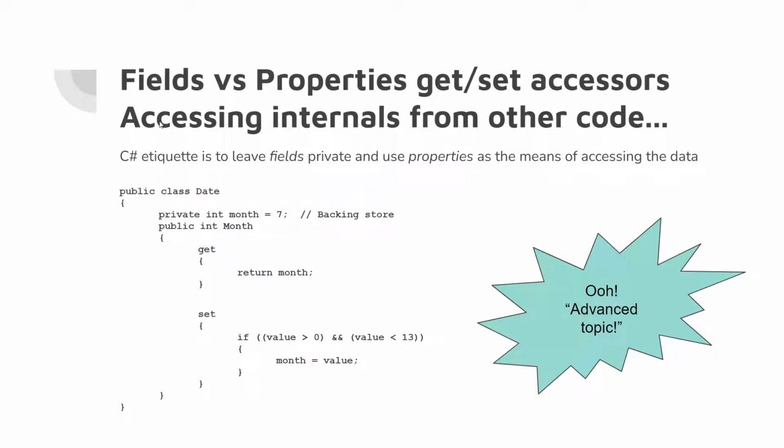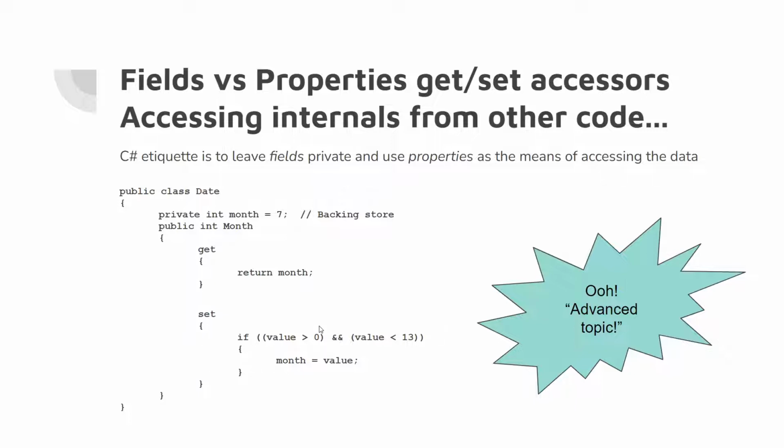Here's the other example. Fields versus properties, getting and setting accessors, right? So you can do it this way as well, right? If we're not doing a single line version, we could say, okay, C# etiquette, leave fields as private, and use properties as the means of accessing the data, right? So here's another way of doing it if you have a little bit more of a complex setter function, right?